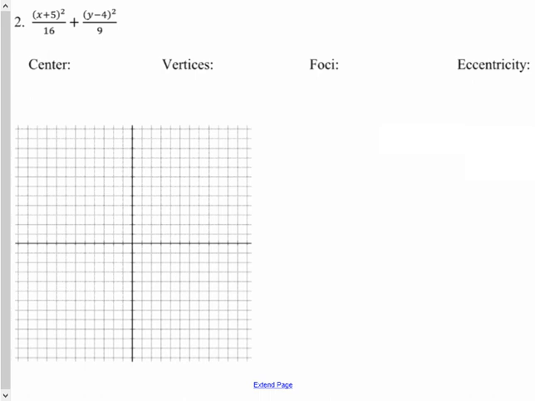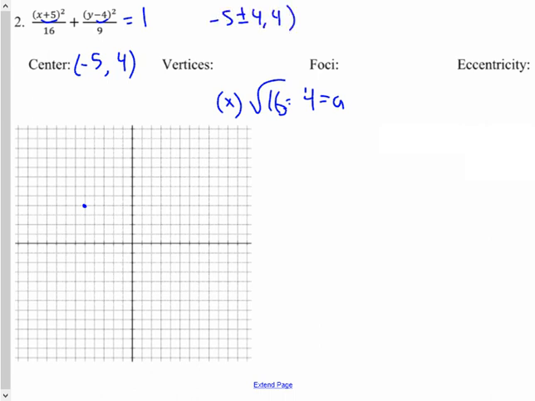Next one, we've got some more stuff going on. We've got x plus 5 squared over 16 plus y minus 4 squared over 9. Again, that should equal 1. So opposite of plus 5, minus 5. Opposite of minus 4, plus 4. So negative 5, 4 is our center. And then the square root of 16 is 4, and this is the x direction. So that is our vertex. We're getting negative 5 plus or minus 4, 4. Well, we can do that math, right? Negative 1, 4, and negative 9, 4.